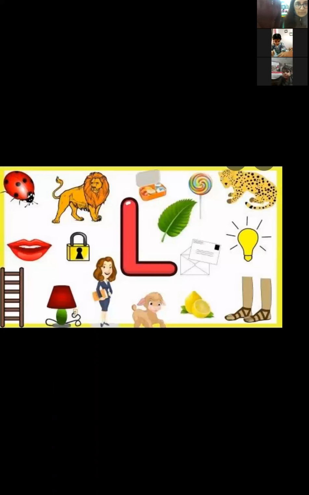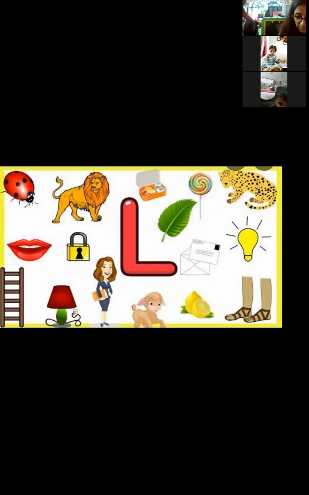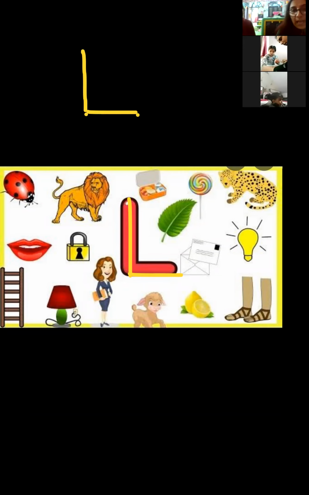L. Which alphabet is this? L. You can see. Standing line. All the babies know how to make a standing line, right? And sleeping line as well. So, mama will make three dots for you. One here, here, and here. You will join the three dots. Standing line and sleeping line. And this is letter L.